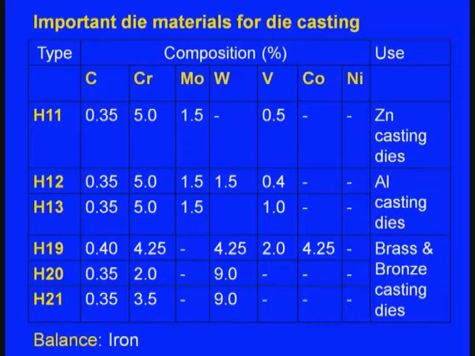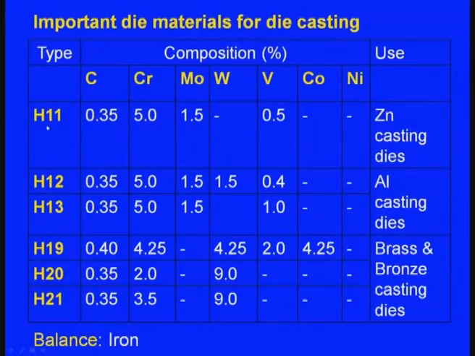The dies should have enough hardness, they should have enough hot strength, they should have enough fatigue strength. So, die should have very good properties, and it should have ideal properties. Now, what are the materials used for making these dies? So, important materials are, so these are known as the steels, right? H11 steel, H12 steel, H13 steel, H19 steel, H20 steel and H21 steel.